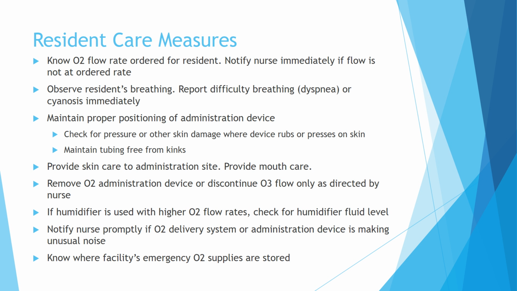Resident care measures. Know the O2 flow rate ordered for the resident, as I had just mentioned. Notify the nurse immediately if the flow rate is not at the ordered rate. Observe the resident's breathing. Report if they're having difficulty in breathing or dyspnea, or if they have cyanosis, report that immediately. Cyanosis is the bluish color in the skin, which is indicative of decreased oxygenation in the bloodstream.